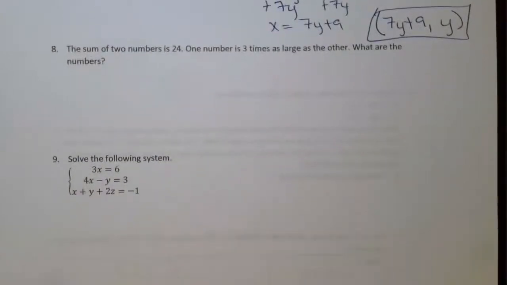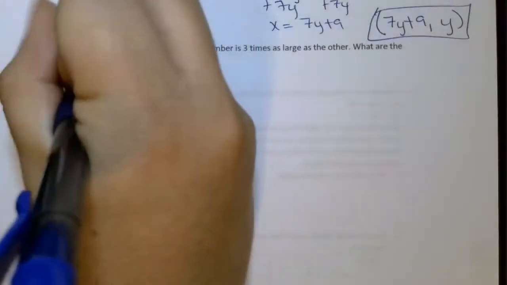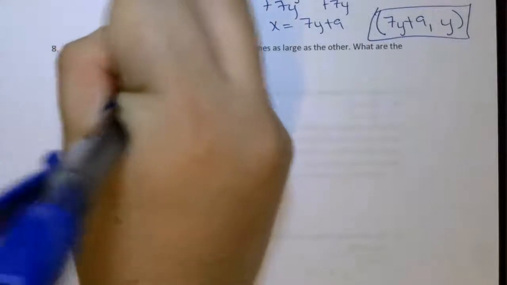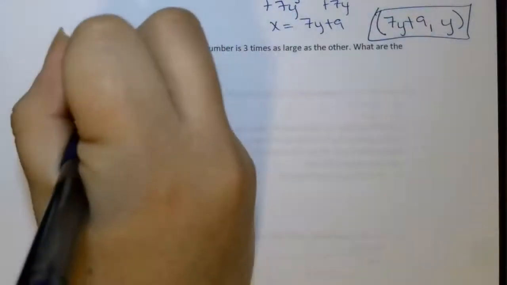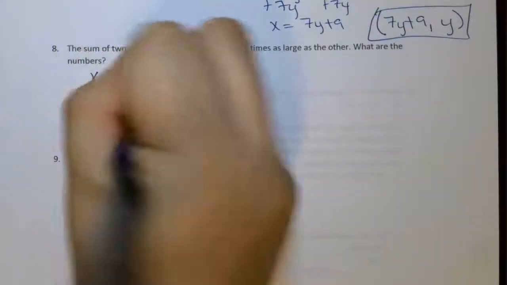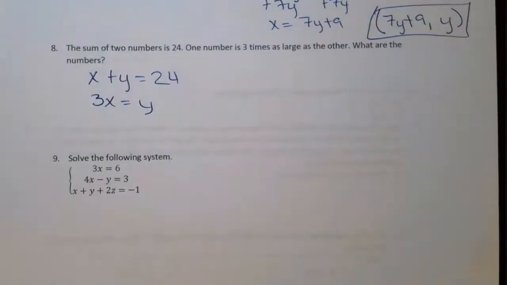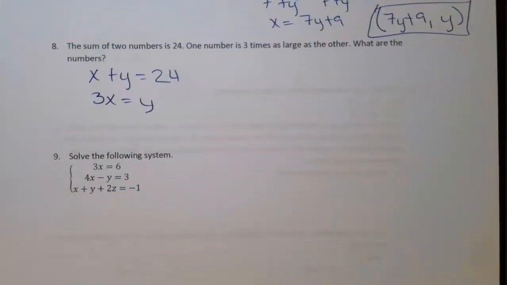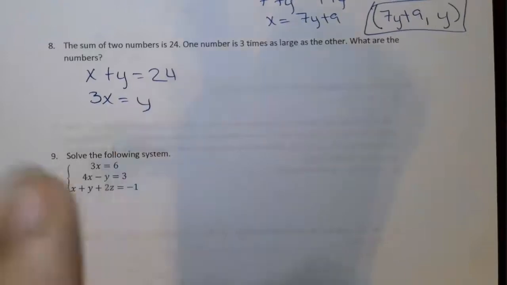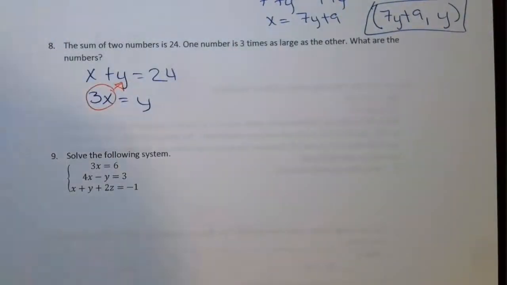On number 8, it says the sum of two numbers is 24. One number is 3 times as large as the other. What are the numbers? So I have x plus y equals 24. And then 3 times a number equals the other. So the way I wrote this, I have it as one variable is already isolated. So I can go ahead and plug in the 3x for the y on the top equation.